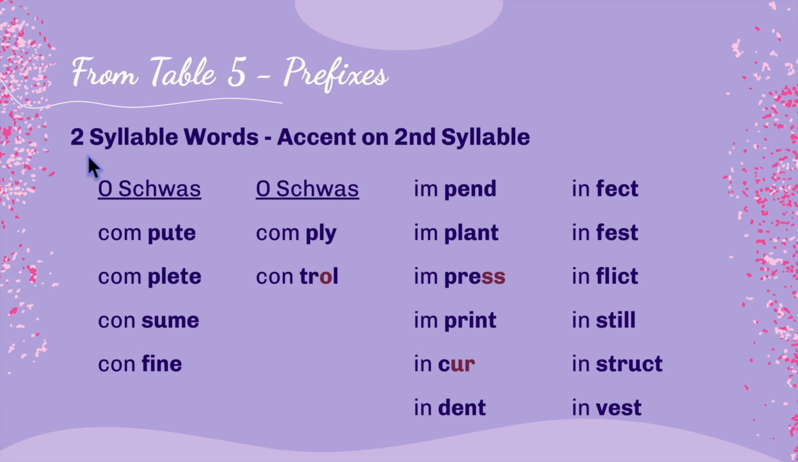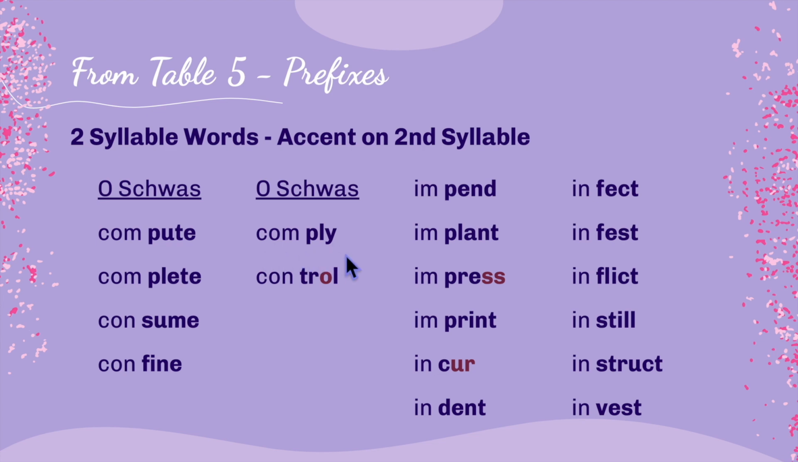Let's practice some more 2-syllable words where the second syllable is accented. In all of these words, in the first 2 columns, we have a prefix of com or con. Since prefixes are rarely accented in English, these O's are going to tend to schwa and sound more like a short U rather than a clear ah sound. So it's not going to sound like compute, it's going to sound more like cumpute, like there is a short U.